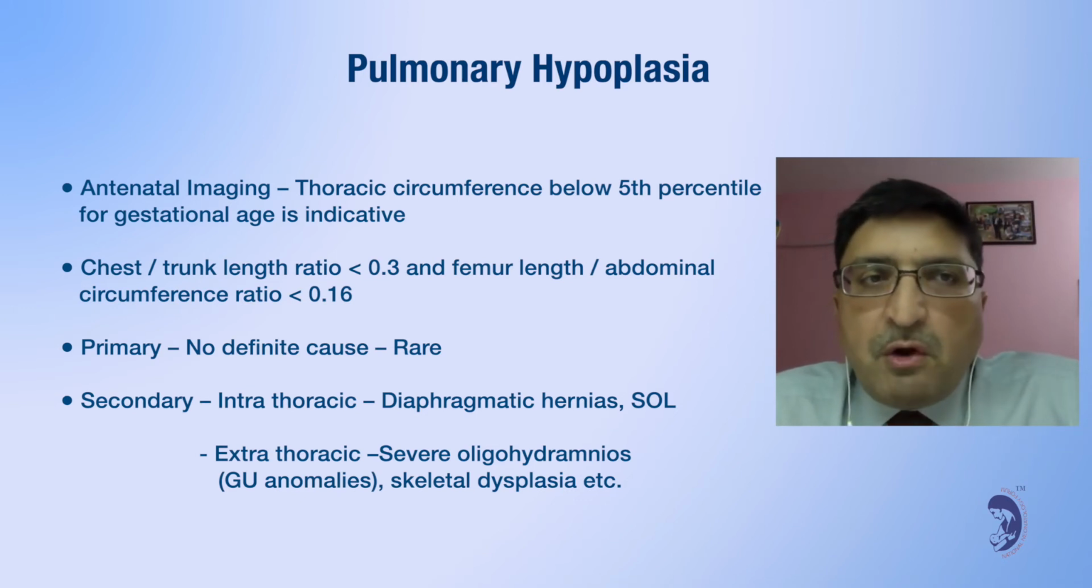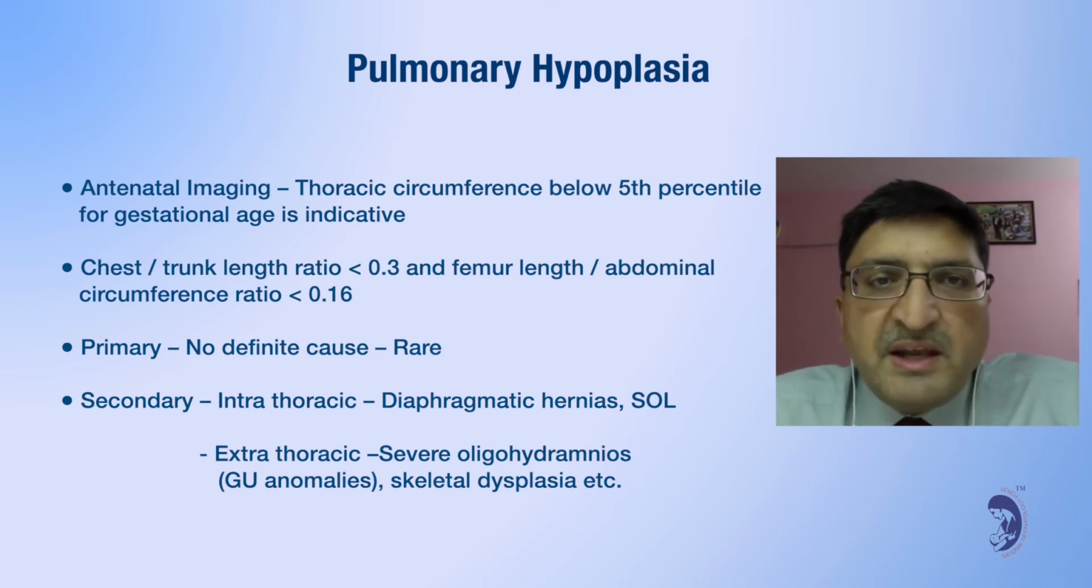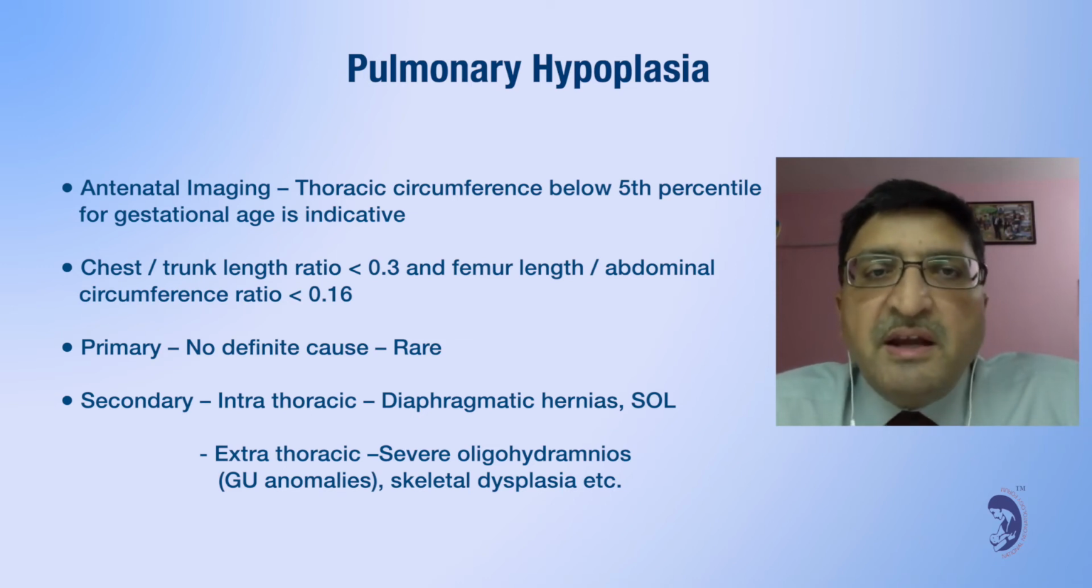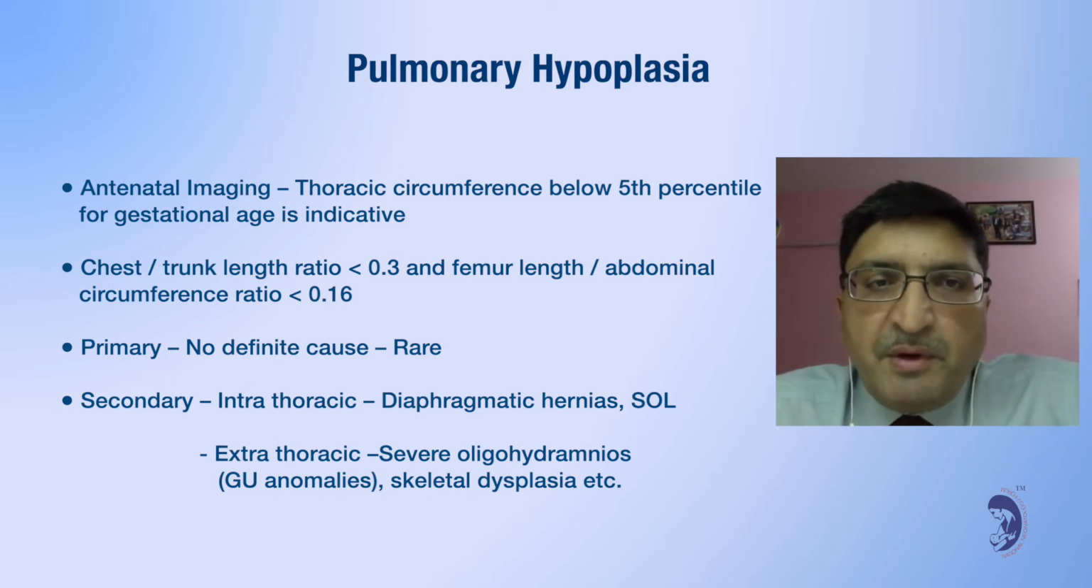A few ratios are also important to establish the diagnosis. A chest to trunk length ratio of less than 0.3 and a femur length to the abdominal circumference ratio of less than 0.16 is indicative of a pulmonary hypoplasia.